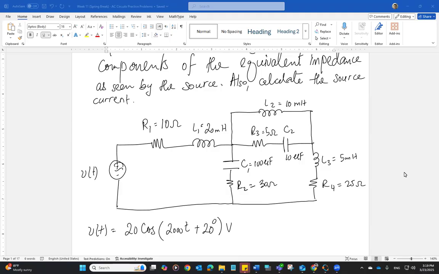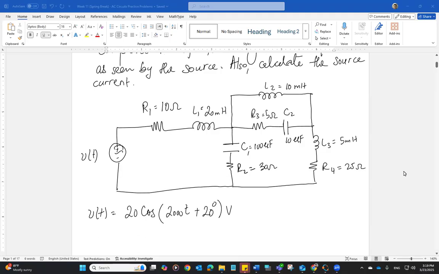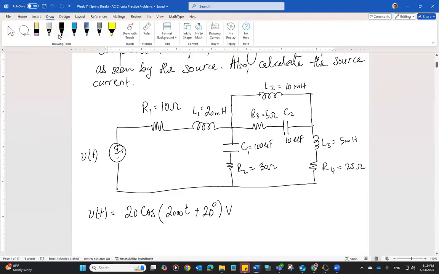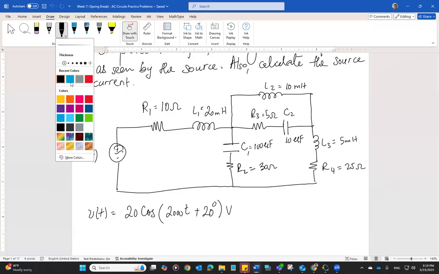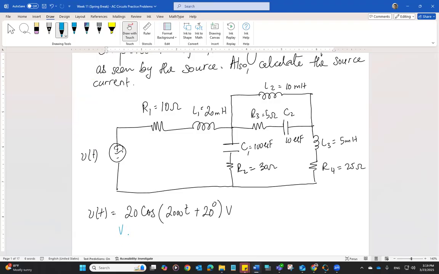Now, when we are solving in the AC domain, in the sinusoidal domain, steady state, we're going to convert everything into the complex frequency domain, that is the j omega domain. So this is going to be V j omega, and that's going to be 20 angle 20 degrees volts.